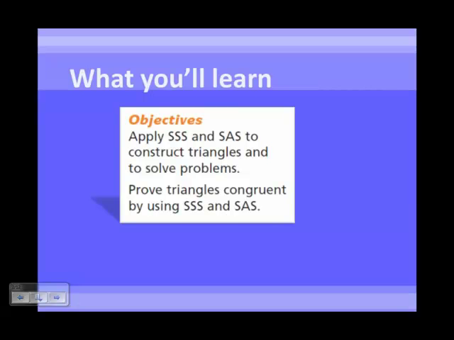You're going to like the objective to this lesson. It is much better than what we did in section 4.3 because in this lesson you're going to be applying something called the side-side-side congruence postulate and the side-angle-side congruence postulate to prove that triangles are congruent and also to solve problems involving triangles.